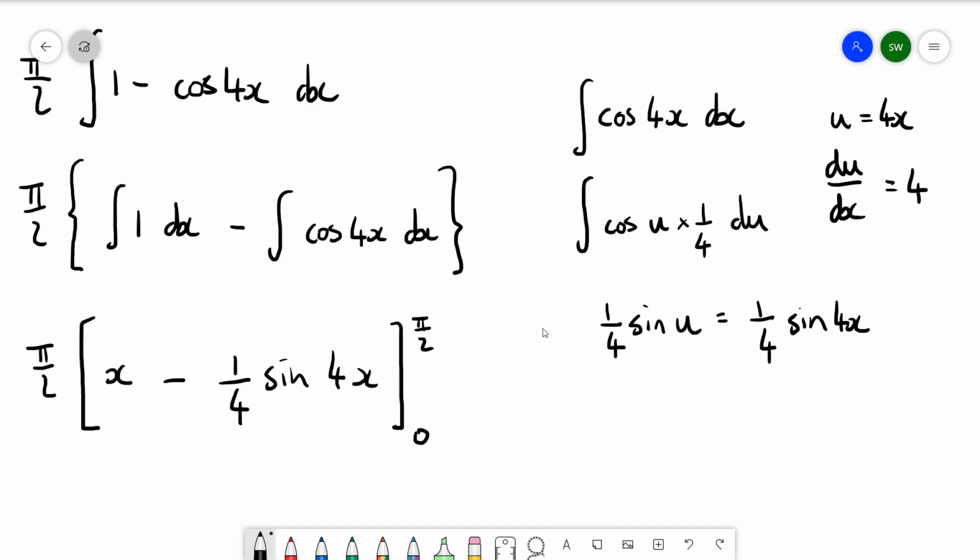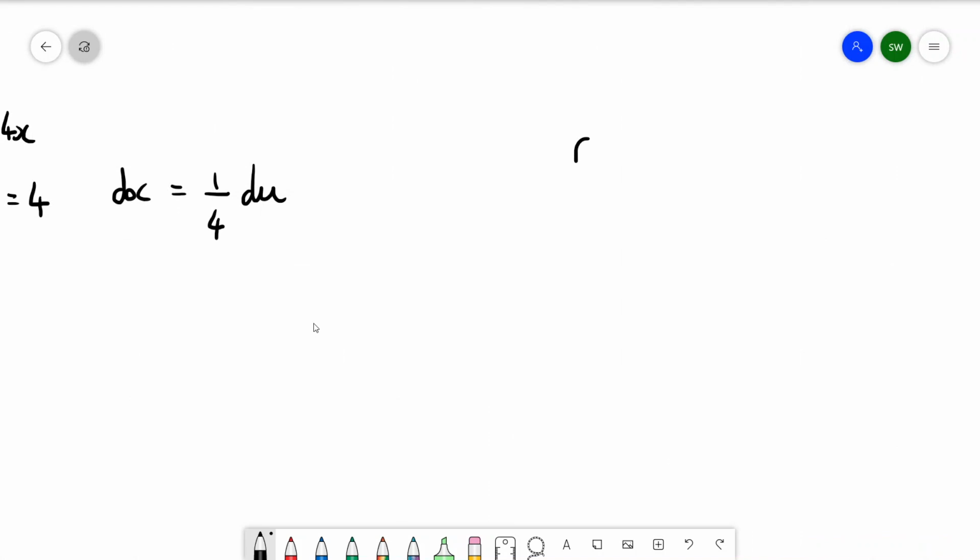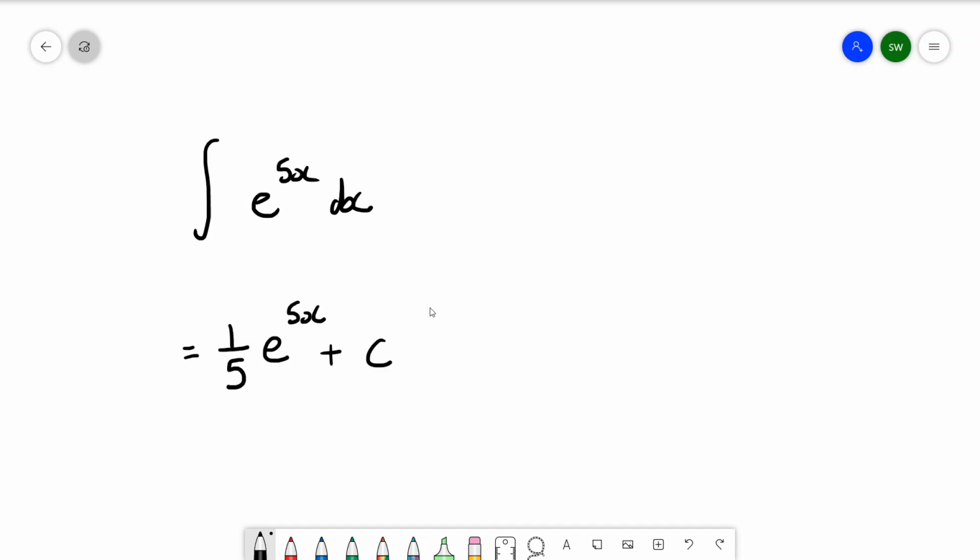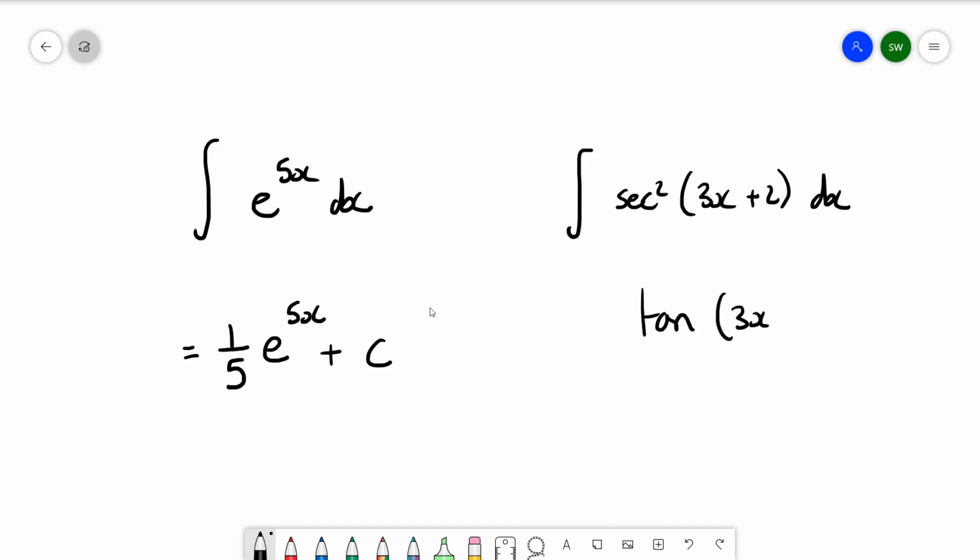Now that trick only works when you've got a linear function. So for example, if you had the integral of e to the 5x dx, well, the integral of e to the u with respect to u would be e to the u. So that's going to integrate to e to the 5x. But we need to divide by the derivative of 5x, which is a fifth. Or another example, if we had the integral of sec squared of 3x plus 2. Here we've got a linear function inside another function. So we're going to integrate sec squared. Sec squared integrates to tan. And then we divide by the derivative of the inside function, which is 3, so we multiply by a third.